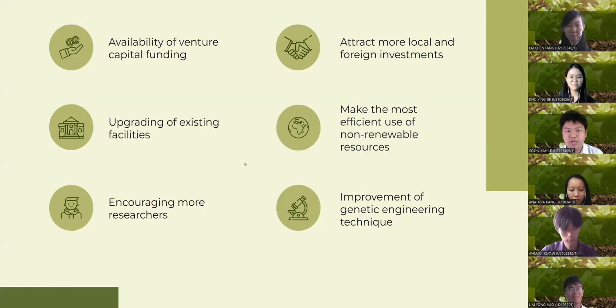Next, one of the key factors that contributes towards the success of the agricultural biotechnology industry is the availability of venture capital funding. Government should provide an allocation to support the development of physical and soft infrastructure in the local biotechnology industry. Next, biotech activities will naturally take place around centers that have a good connection with research institutes and universities. Upgrading of existing facilities and encouraging researchers through government support are needed.